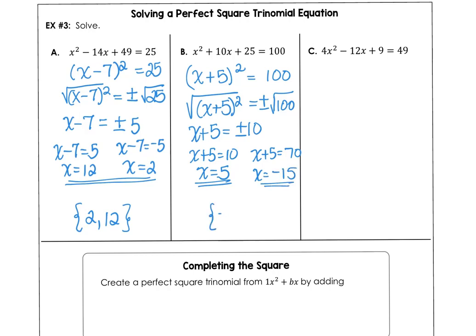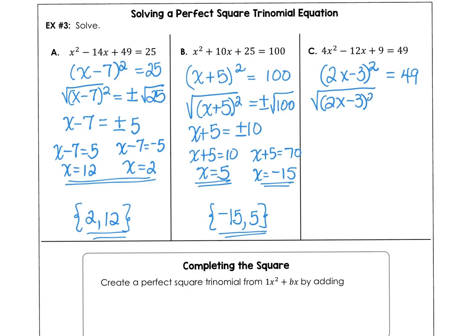Two solutions, negative 15 or positive 5. And then finally in part C, it's a little more complicated, but 4x squared is a square, 9 is a square, and 2x times 3 doubled is 12. So recognition that you have a perfect square trinomial and can write that in factored form, and then use the square root method to eliminate and solve for the variable x.